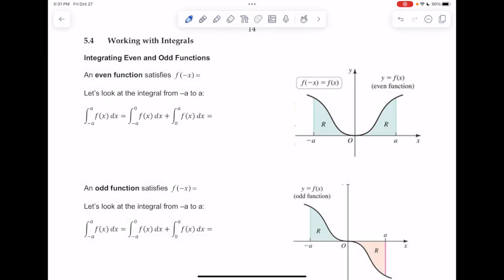Section 5.4, Working with Integrals. In this section, we're going to pick up a couple of miscellaneous topics involving definite integrals. The first one has to do with integrating even and odd functions.